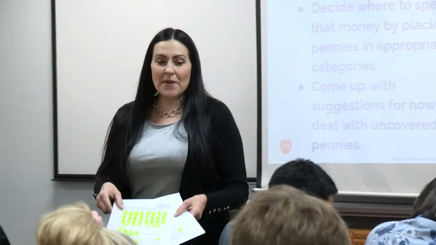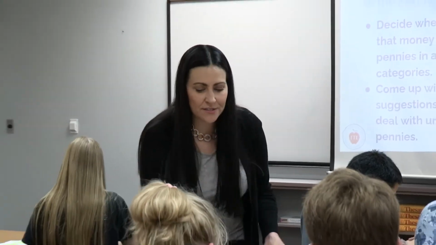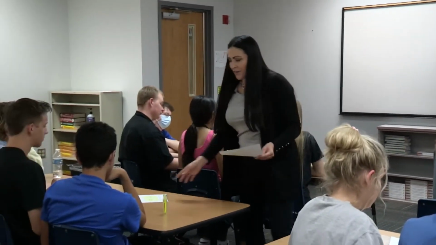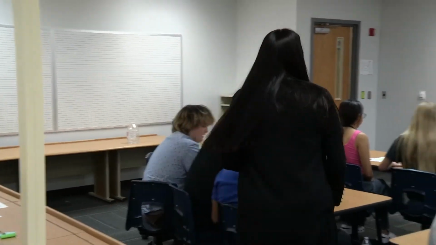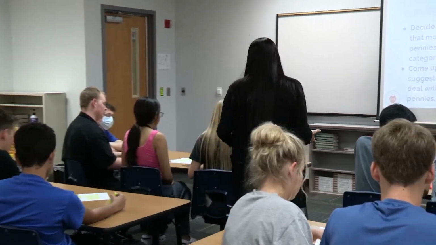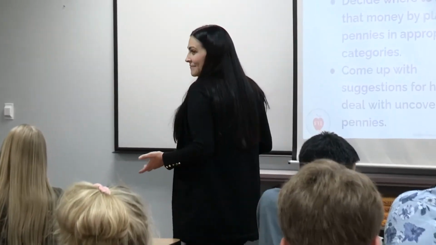Using only the pennies that represent revenue, or the money the government has, have students decide where to spend that revenue by placing the pennies on Visual 2. And ask them to come up with suggestions for how they can deal with the uncovered pennies. And so now you get to decide with those 78 pennies, what are you going to pay for? And how are you going to deal with the pennies that aren't covered?